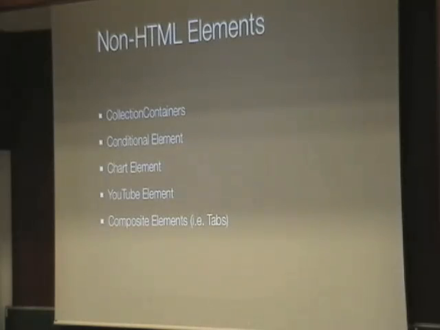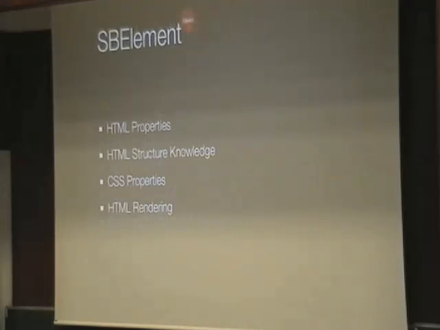You get chart elements like Google Charts or some JavaScript library that renders nice charts like Plotkit or something. You can have a YouTube element that just takes a YouTube URL and puts all of the HTML stuff on the website, and you don't have to care about anything. Or composite elements that consist of plenty of HTML, like tabs or whatever.